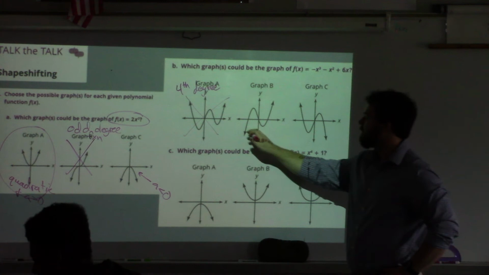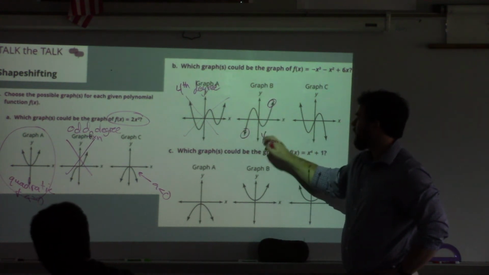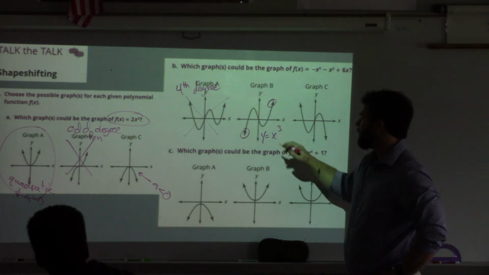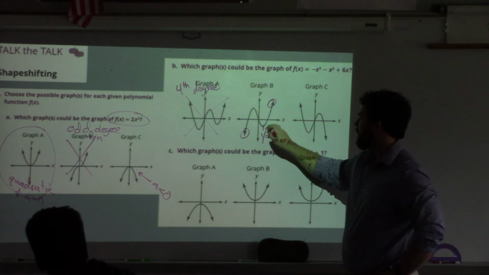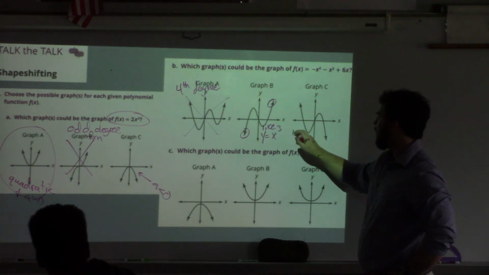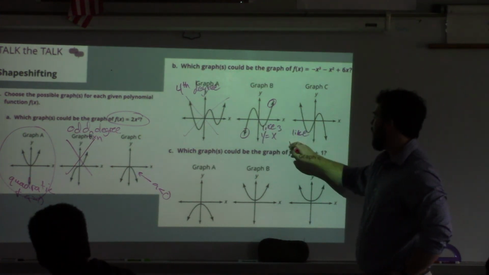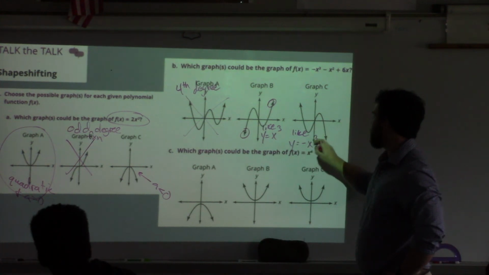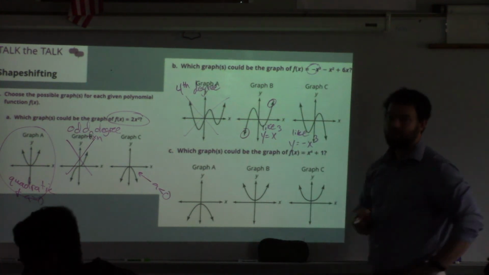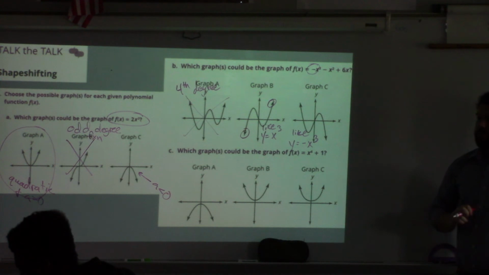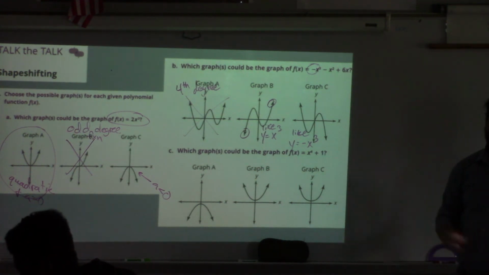So noticing the end behavior, this would be something like y equals a positive x cubed, right? But this one would be like y equals a negative x cubed, and hey, what is my a value? Negative. And so graph C would be the closest.